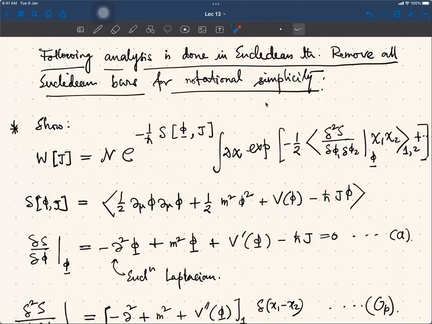We could have removed this H bar and found a different prescription for calculating Green's function. Instead of taking derivative with respect to J, we take derivative with respect to J by H bar. Then we will be bringing down only phi factors. So that's a matter of convention or definition. But this is creating a trouble here for doing this semi-classical expansion.